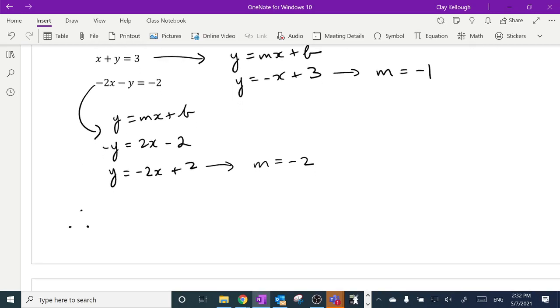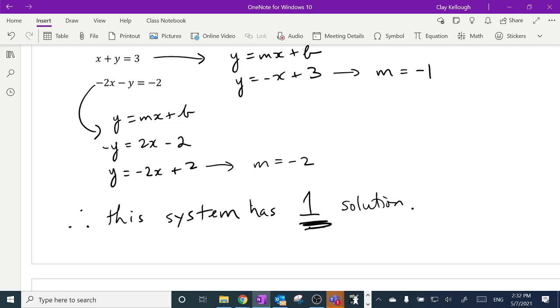Therefore, this system has one solution. Why? Because the slopes are different. Give you a sec to catch up to me.